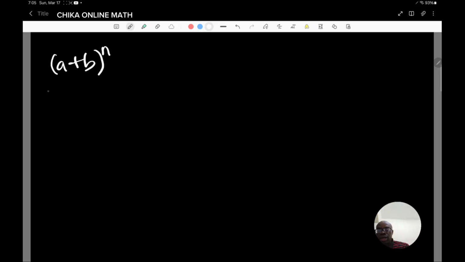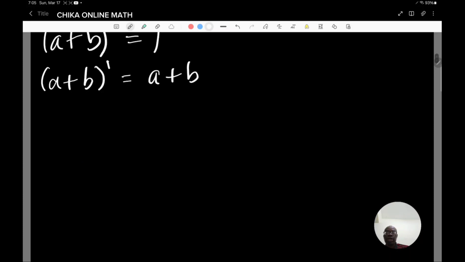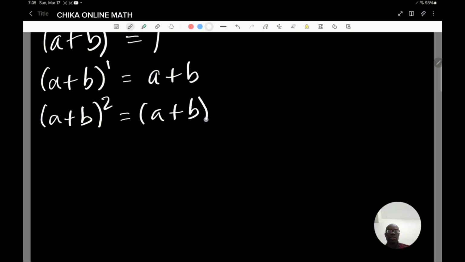Now if n is 0, (a + b) raised to power 0 is what? 1, because any number raised to power 0 is 1. Now what of (a + b) raised to power 1? This is the same thing as a plus b, because any number raised to power 1 is itself. Now what of (a + b) raised to power 2? What will it give us? It is nothing but the expansion (a + b) times (a + b).